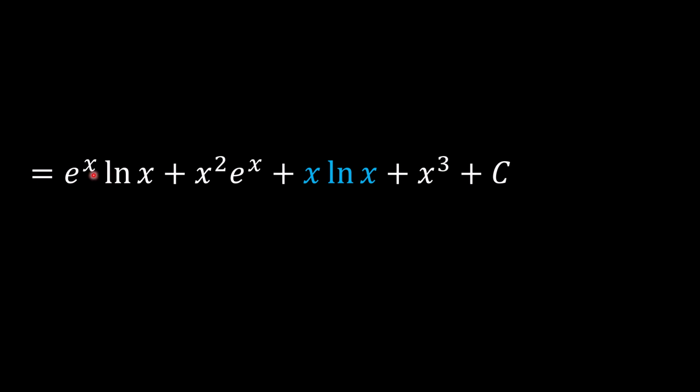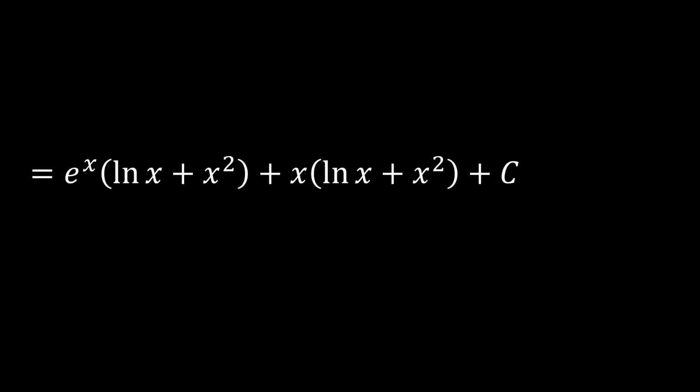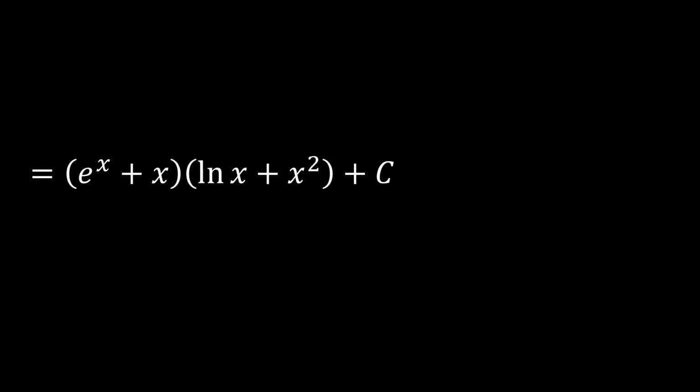What we'll do first is pull e to the power x out here, so we have natural logarithm of x plus x squared, and here we could pull x out, so we have natural logarithm of x plus x squared. So we can factorize that a little better. The common factor is natural logarithm of x plus x squared. When we pull that out, we have (e to the power x plus x) times (natural logarithm of x plus x squared), plus the integration constant. So this is the answer.